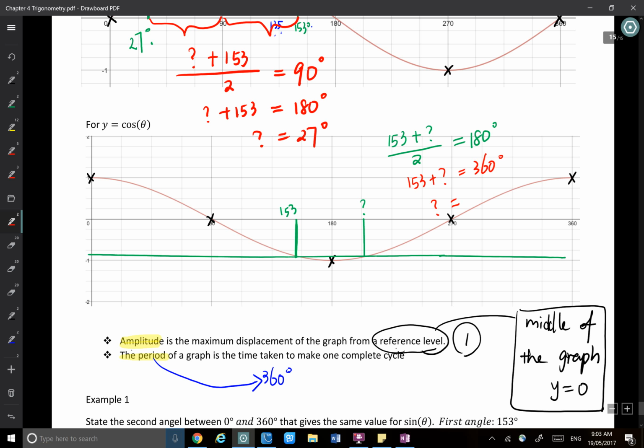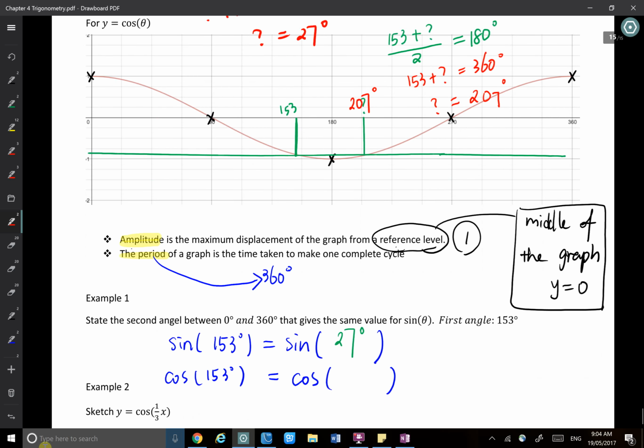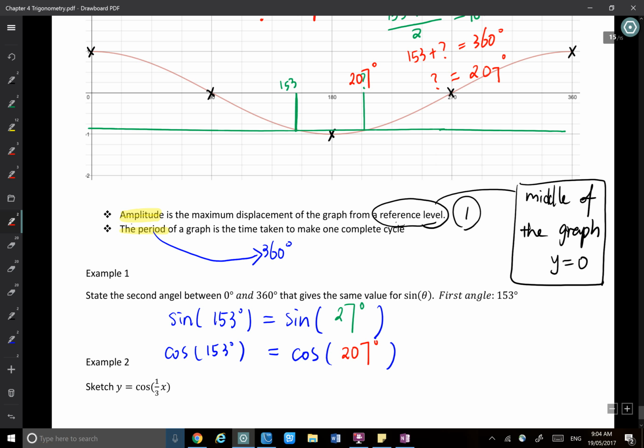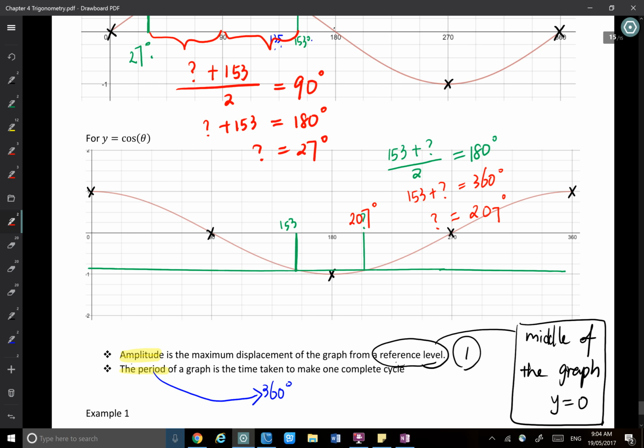So the question mark should be 207 degrees. And this big angle is 207 degrees. So cosine 153 and cosine 207 degrees will be the same. So you will have 207 degrees here. So you can use the sine graph and the cosine graph to find the same values. You can use those two graphs to find the values.